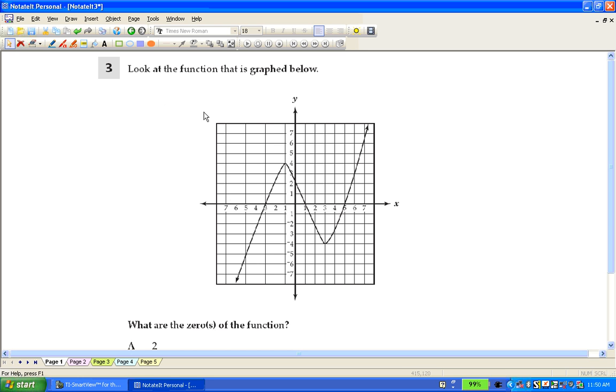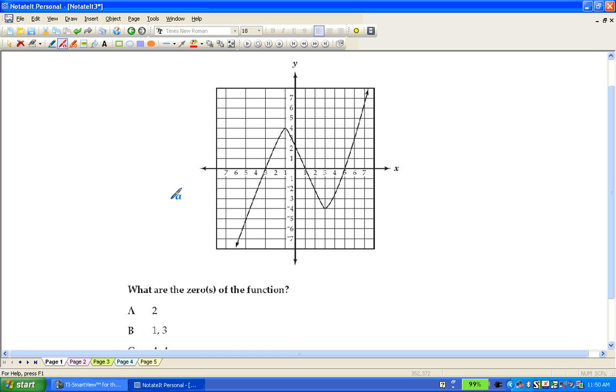So it says, look at the function that's graphed below. What are the zeros of the function? Well, the zero is the value of x, the input, that makes the output, or f of x, equal 0. So if you were to substitute the number where it crosses the x-axis, you would get 0 as an answer for y. So we see that it crosses the x-axis at 3, crosses the x-axis at 1, and crosses the x-axis at 5.